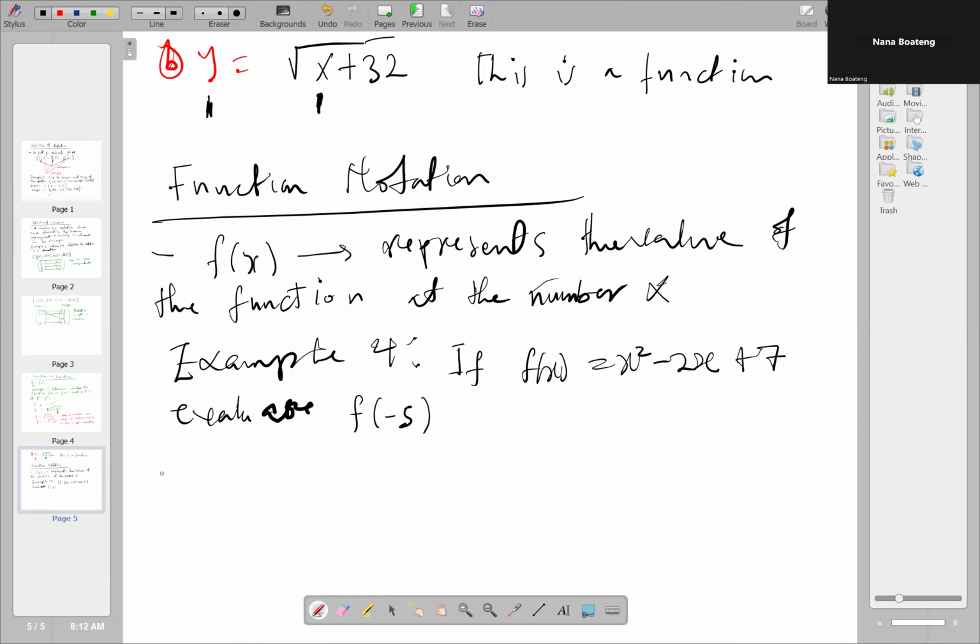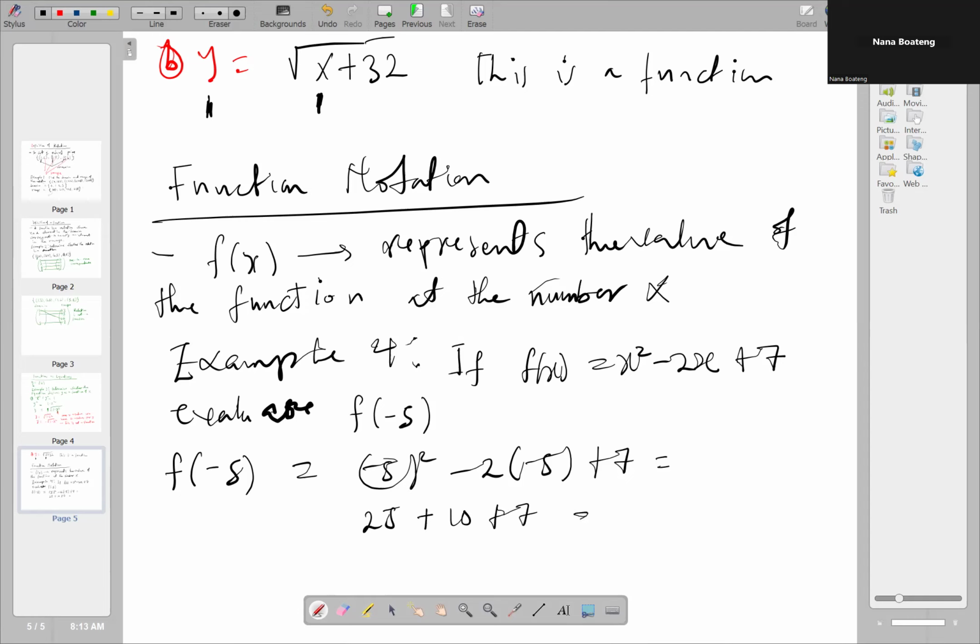So f of minus 5 means let's replace the x with negative 5 and simplify. This equals negative 5 squared minus 2 times negative 5 plus 7. Negative 5 squared is 25, negative 2 times negative 5 is positive 10, and we have plus 7. So this is equal to 42. So f of negative 5 equals 42.